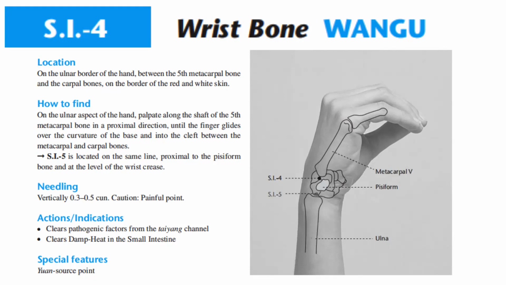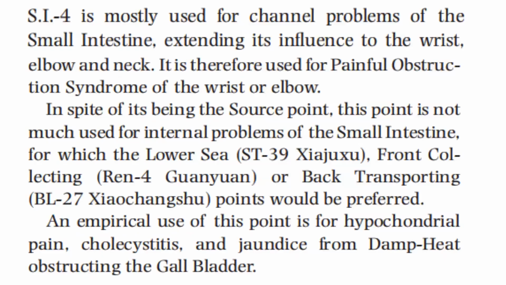Actions and indications of SI4: clears pathogenic factors from the Tai Yang channel, clears damp heat in the small intestine. Special feature: Yuan-Source point. SI4 is mostly used for channel problems of the small intestine, extending its influence to the wrist, elbow, and neck. It is therefore used for painful obstruction syndrome of the wrist or elbow.